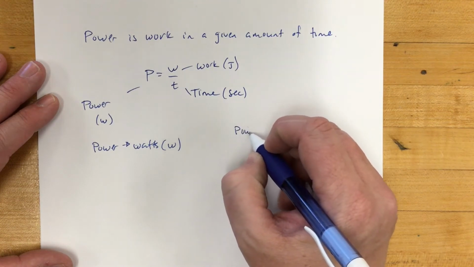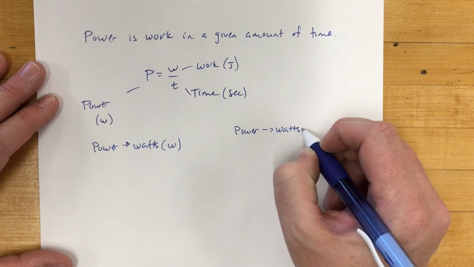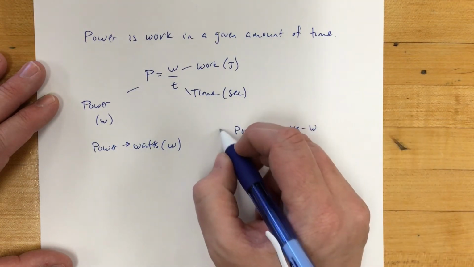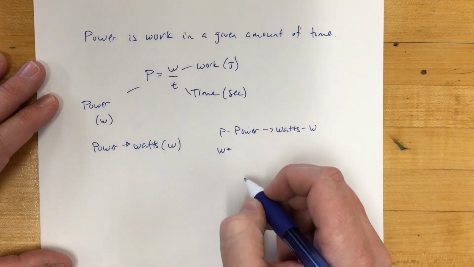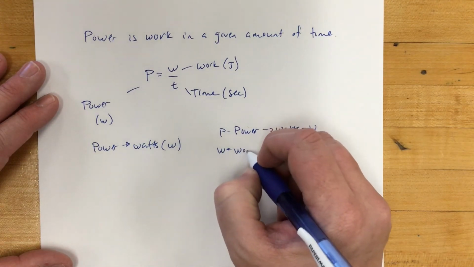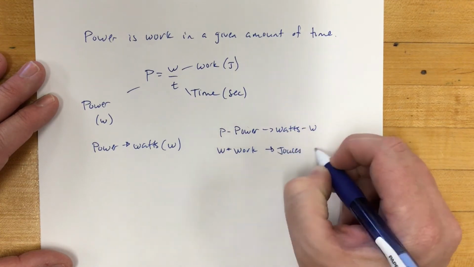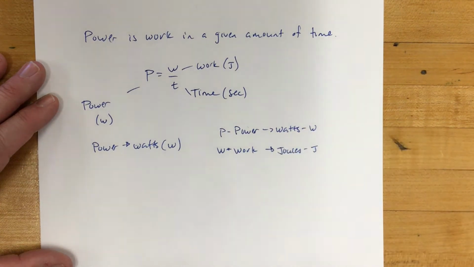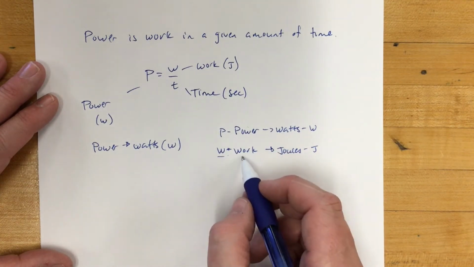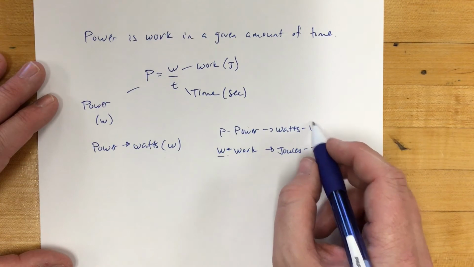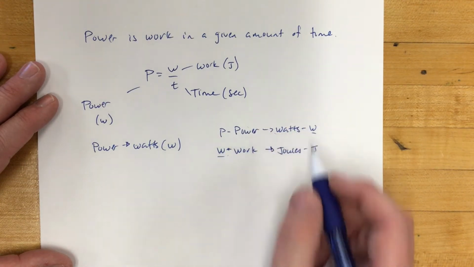Power is measured in watts and represented with a W. P represents power. A W, as your variable, represents work. It's measured in joules with a J. So you have to pay really close attention. If W is your variable, it's work. If W is your unit, it's watts, and it's measuring power. So pay close attention to these two pieces.